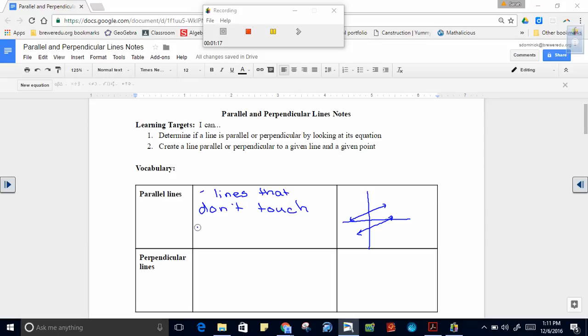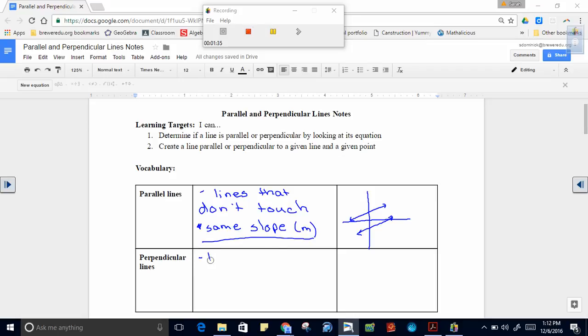So what you need to know about parallel lines is that they have the same slope. That's the important part. Remember, slope is m. So this is what you really need.